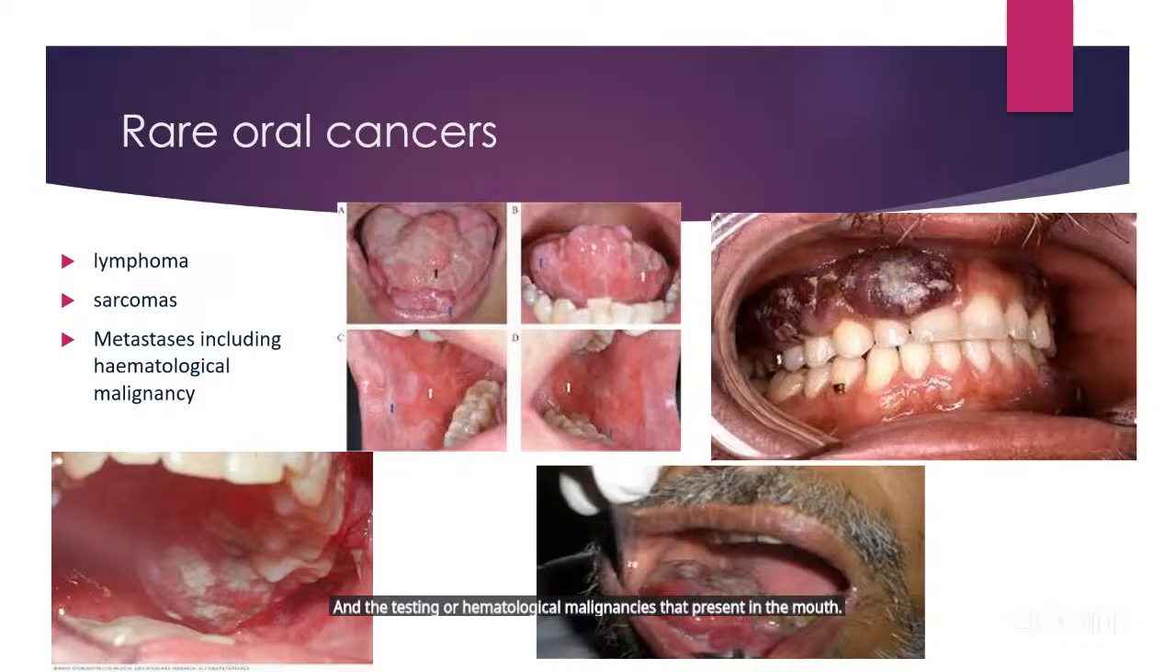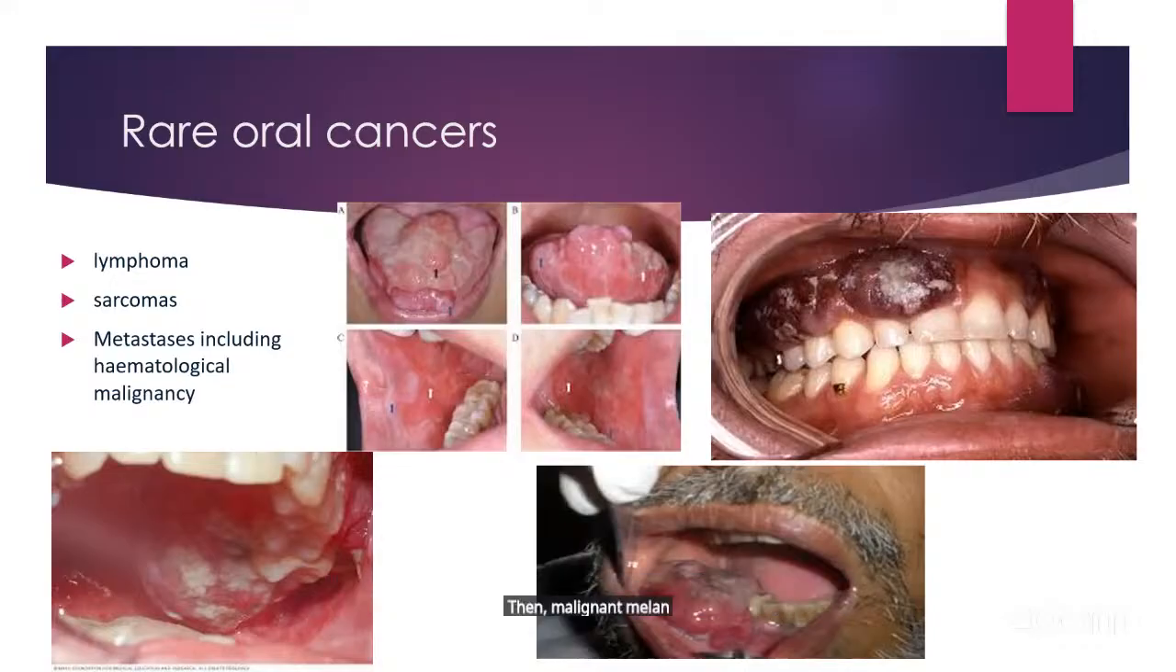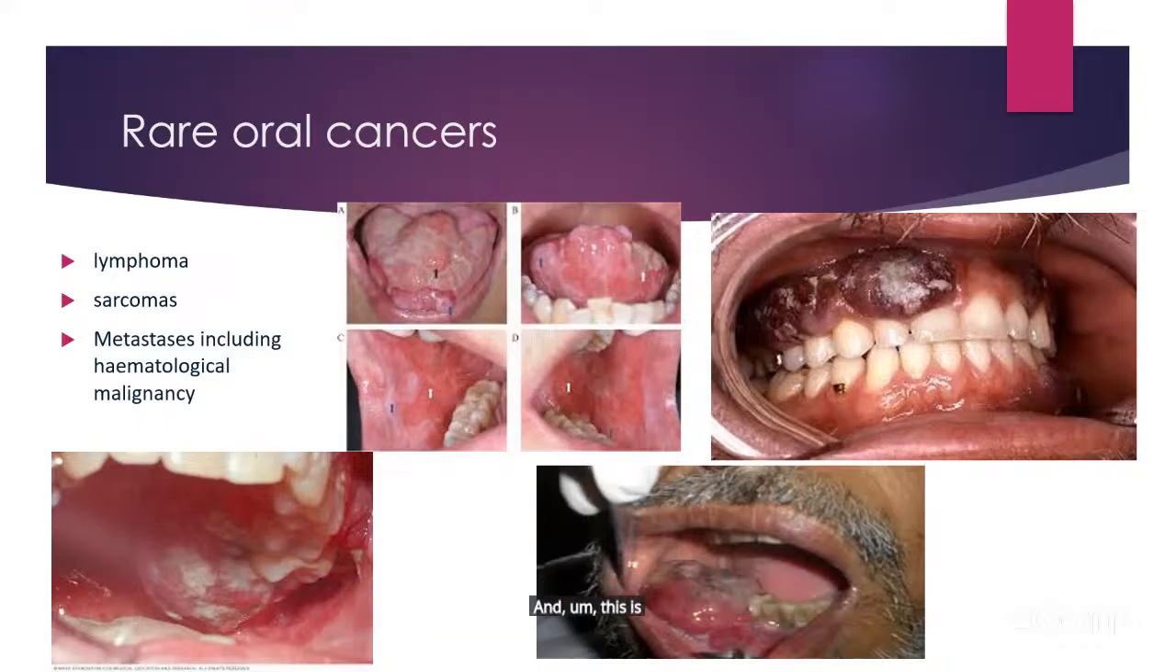So if you look at these photos, the first on your left, moving to your right, is lymphoma, then malignant melanoma, and the third is metastases on the lower left. And this is multiple myeloma that is presenting in the mouth as part of a hematological malignancy in the lower right.